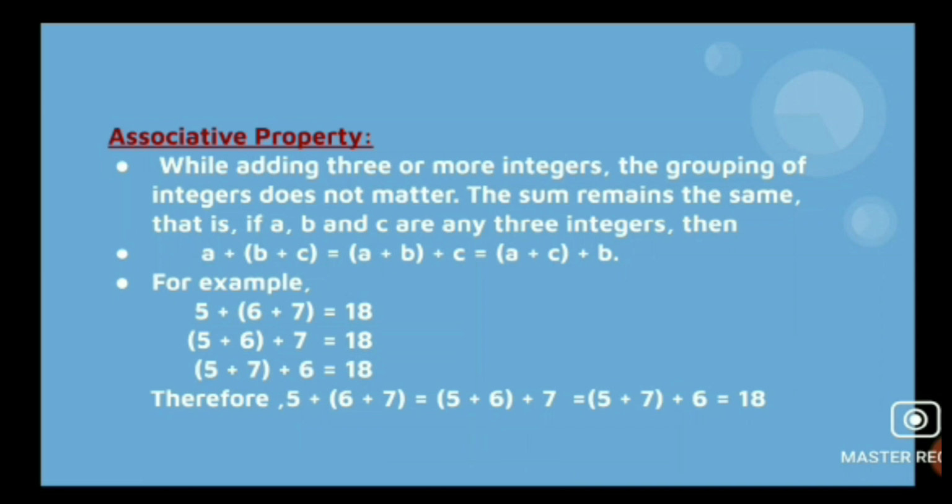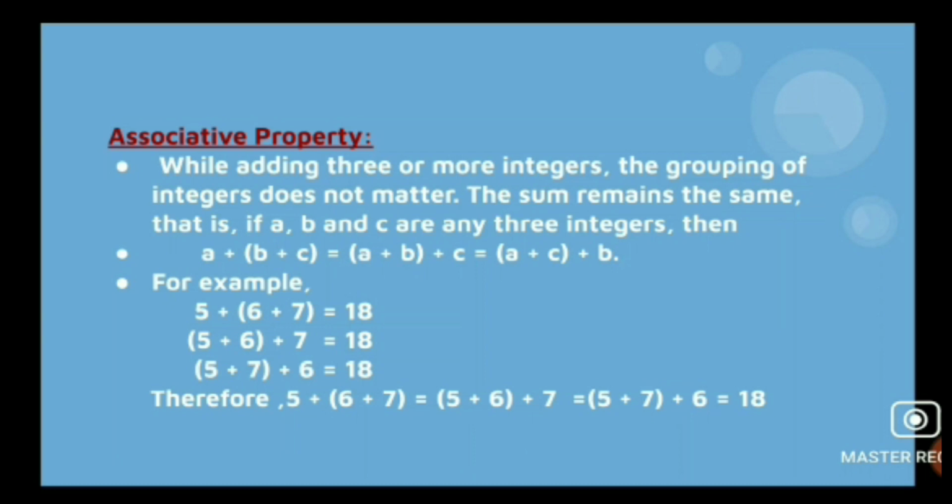So for example, 5 + (6 + 7). Whenever they give numbers inside the bracket, first we have to do that operation according to BODMAS rule. So first we have to add 6 plus 7, that is equal to 13. 13 plus 5 equal to 18. Next, we can change the grouping as (5 + 6) + 7. So 5 plus 6 is equal to 11. 11 plus 7, that is 18.